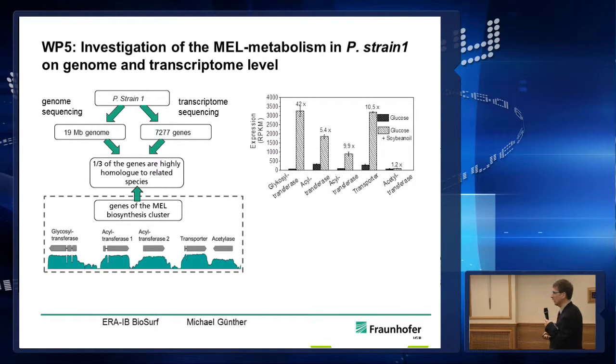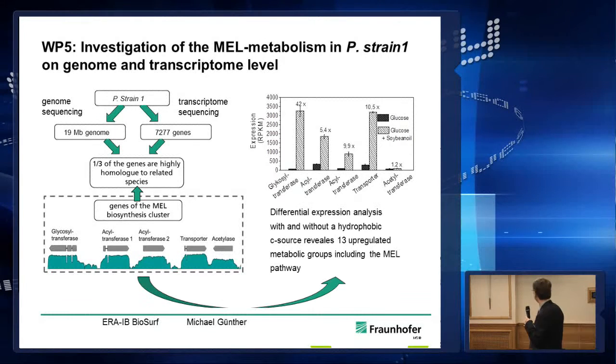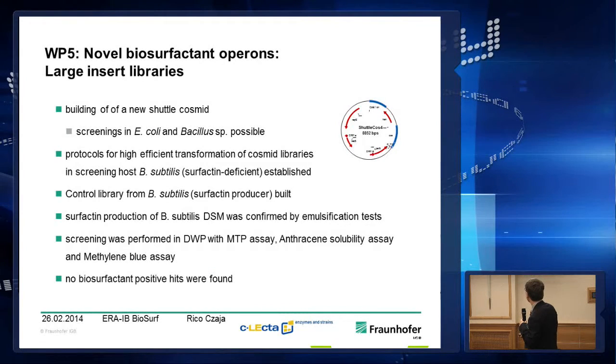MEL synthesis in Ustilago maydis. And if you do the transcriptome in the presence of hydrophobic C sources, then you see that about 13 metabolic groups are upregulated, including the MEL pathway. So what you see here is a difference between a glucose feed and a mainly soybean feed, where all the genes that are relevant for MEL biosynthesis are upregulated. So by that we identified the respective pathway in Pseudozyma aphidis as also relevant, like in other strains.